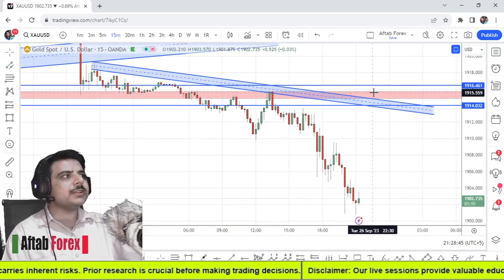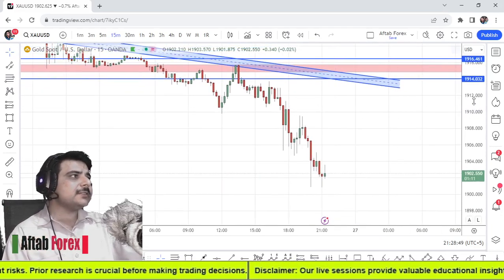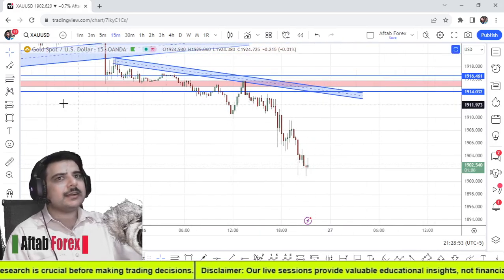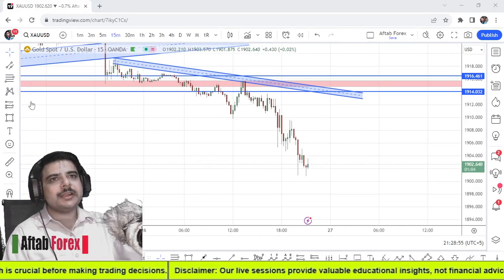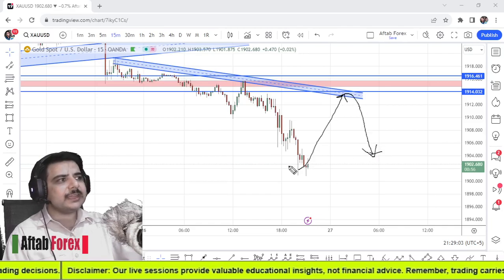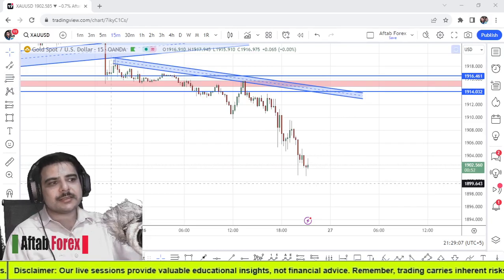We have a broken level near 1914, 1916. So in the first place tomorrow, if it happens, definitely this area will be very ideal for looking for some sell opportunities right here. Sell opportunities from there towards the 61.8% retracement. This can be one case scenario with us.